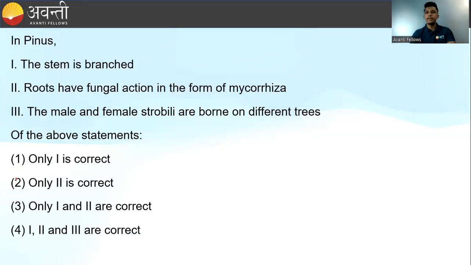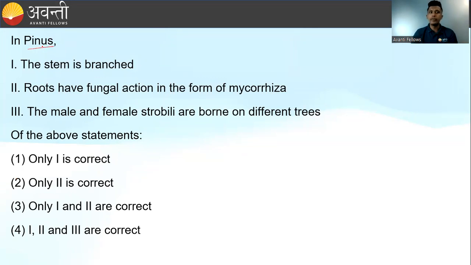So let's go for the next question. In Pinus, the stem is branched. Roots have fungal association in the form of mycorrhiza. The male and the female strobili are borne on different trees. Of the above statements, only one is correct, only two are correct, only 1 and 2 are correct, or 1, 2, and 3 are correct. All right, let's talk about Pinus.